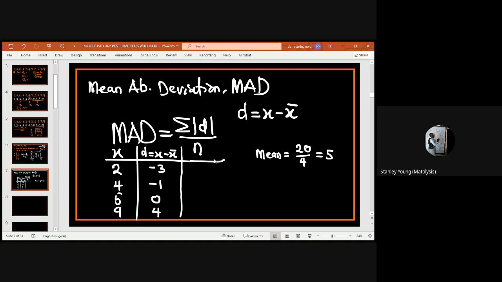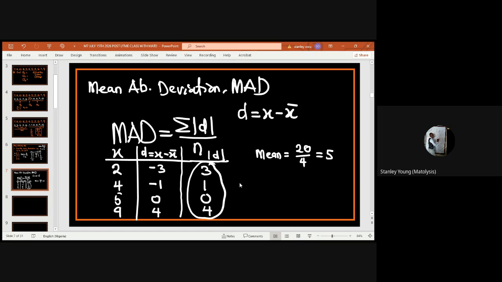But we are interested in the mean absolute deviation. We are interested in the absolute value. An absolute value means you're just quoting positive, you're not writing negative. Absolute of minus 3 is 3. Absolute of minus 1 is 1. Absolute of 0 is 0. Absolute of 4 is 4. So we need the summation of all these.